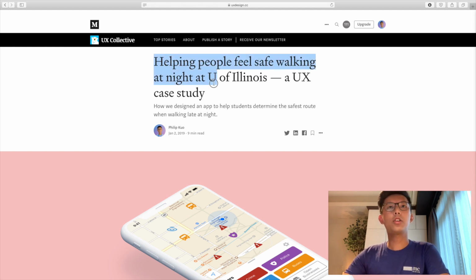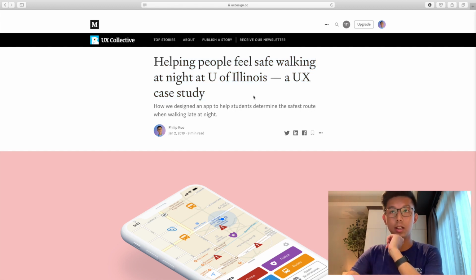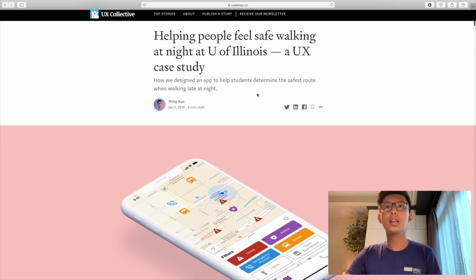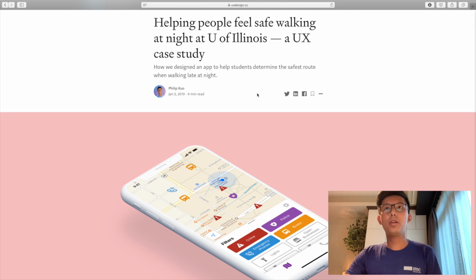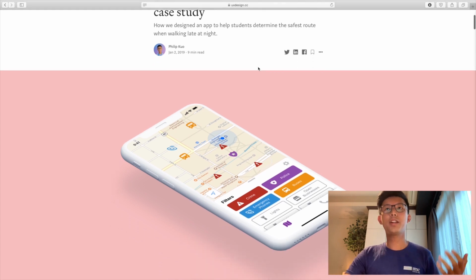So currently you're looking at a Medium article that we wrote that documented our work process with this project. It provides a general guideline, a step-by-step review of how we did things, and hopefully it helps.